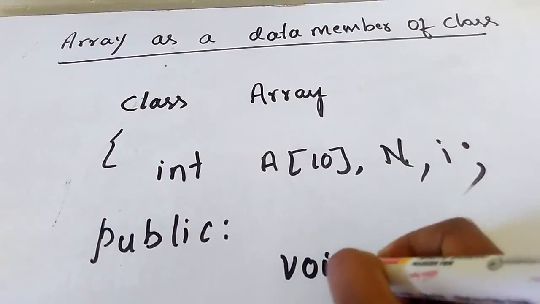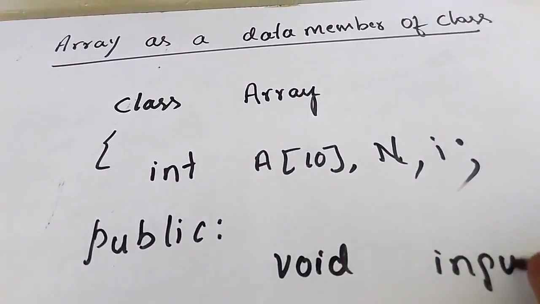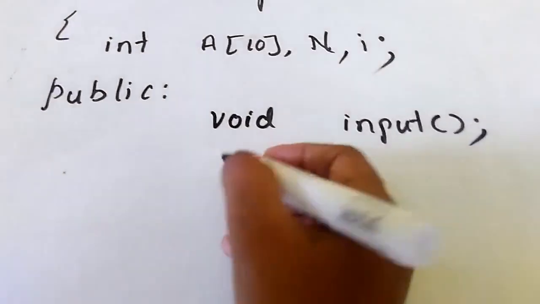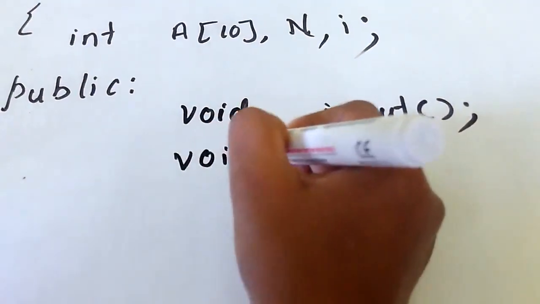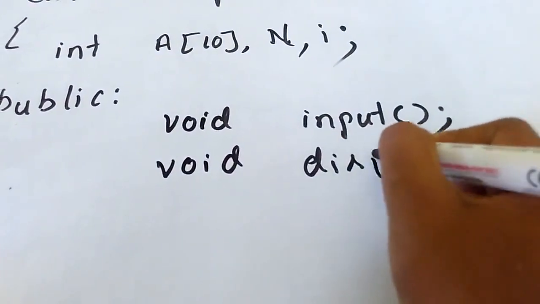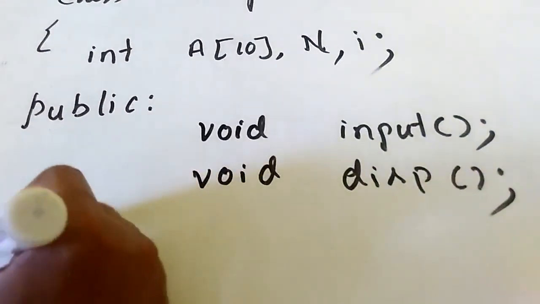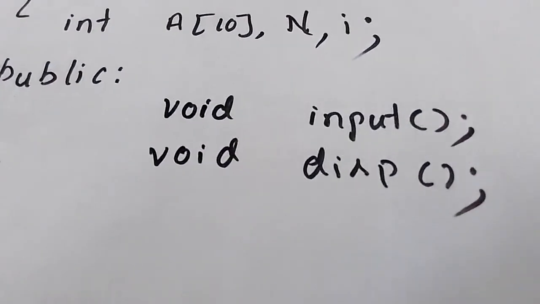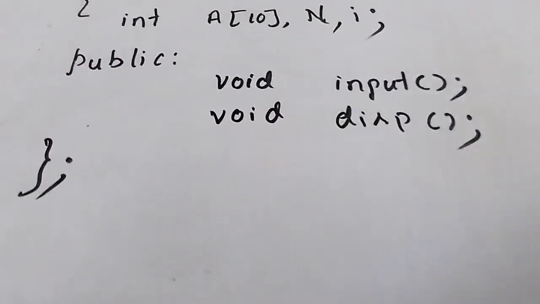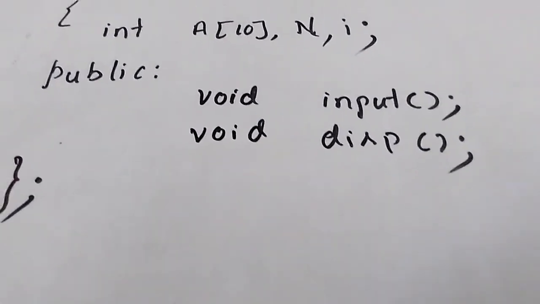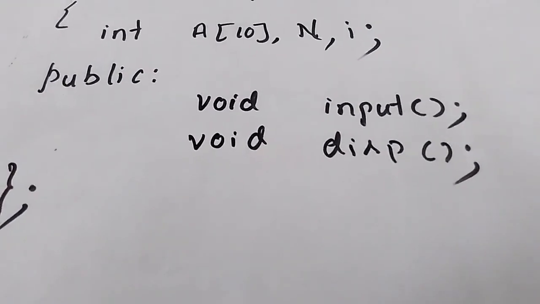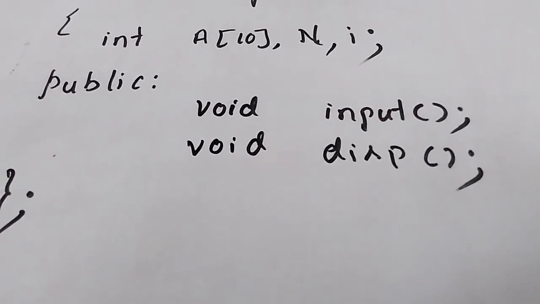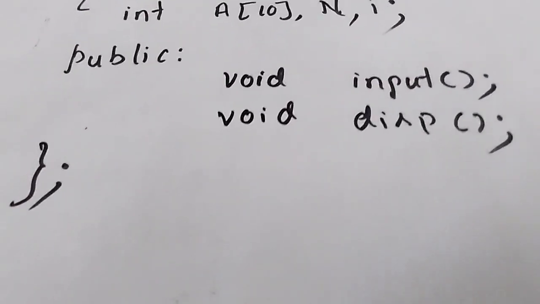One is void input, another one is void display. I'm going to define these two functions outside the class. I hope you know why we are going to define them outside, because these two functions will have looping statements. Why should we take looping statements here? We want to read array elements and we want to display array elements. To do that, we need looping statements.